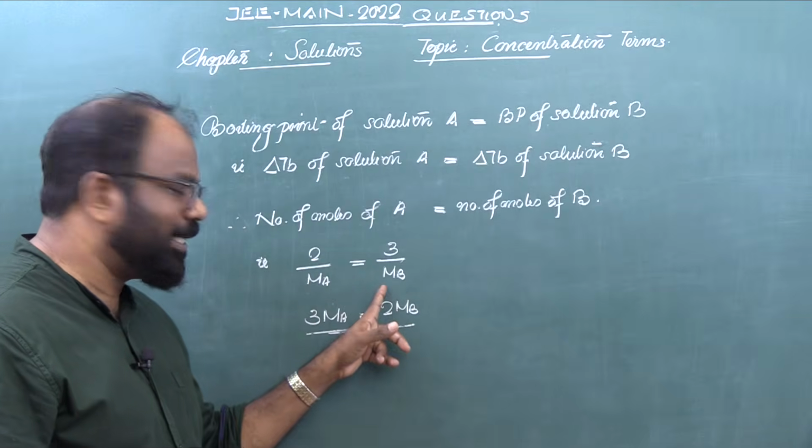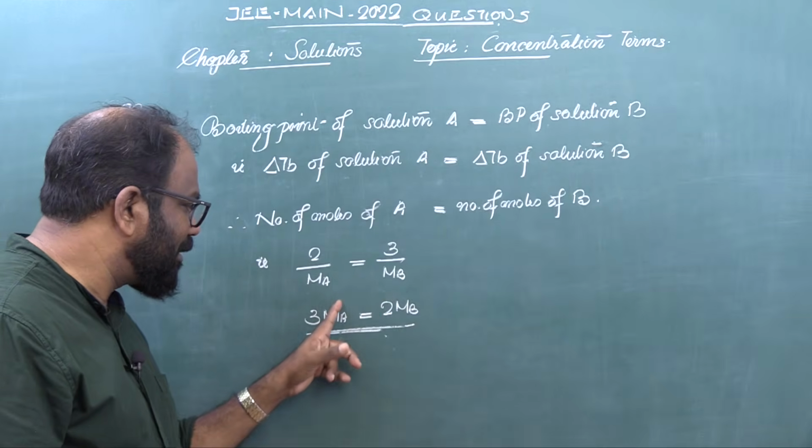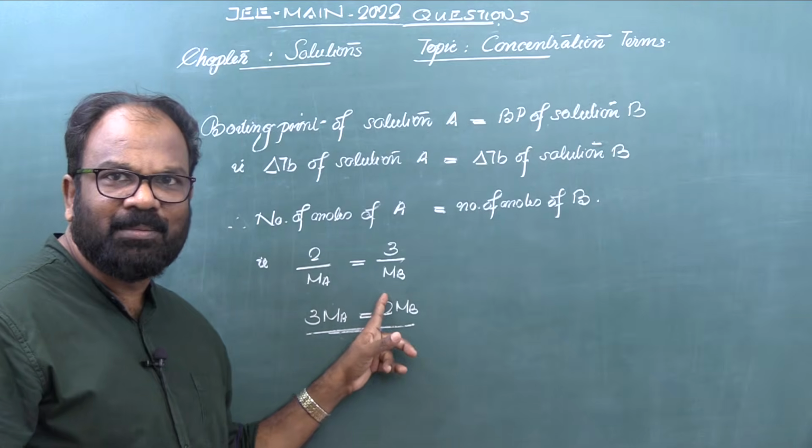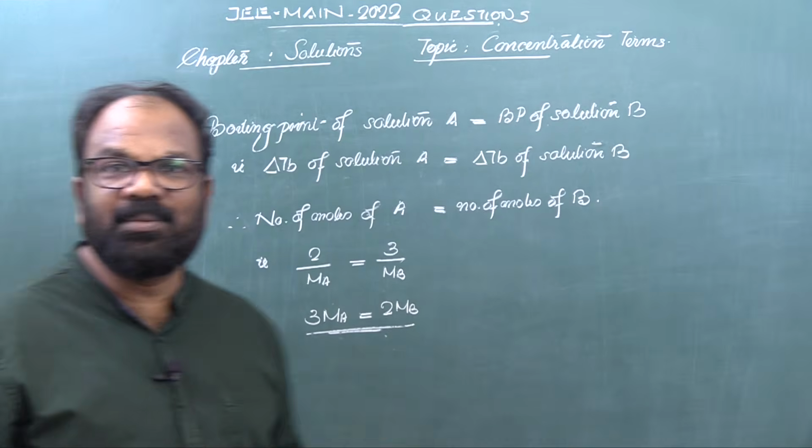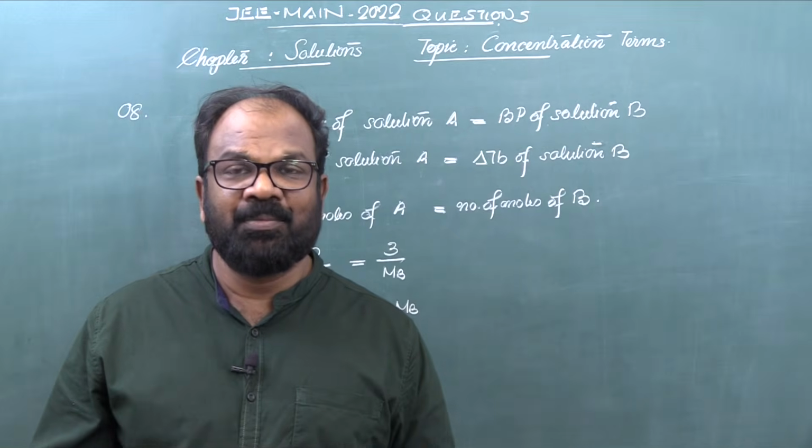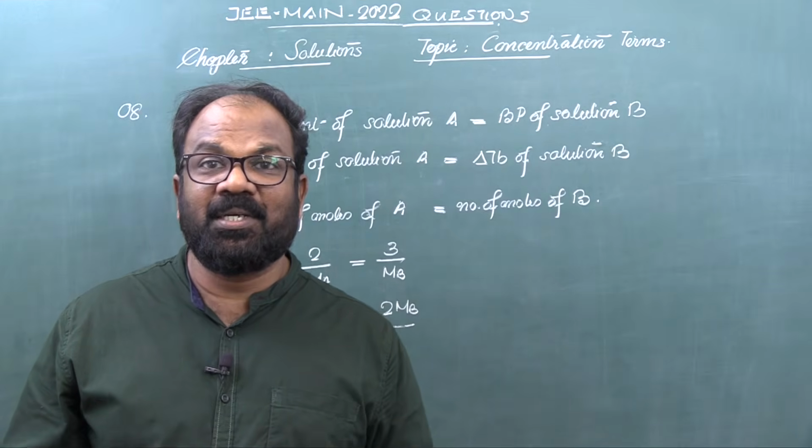But these two will be same. So 3 into molecular mass of A is equal to 2 into molecular mass of B. This is a relationship between molecular mass of A and B. So here the answer is option number 3.